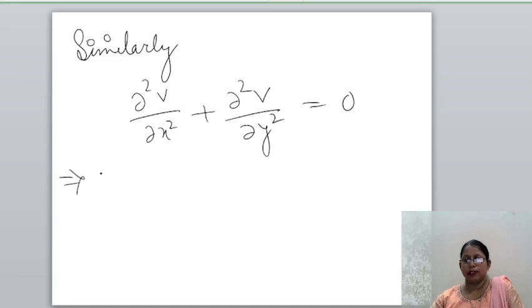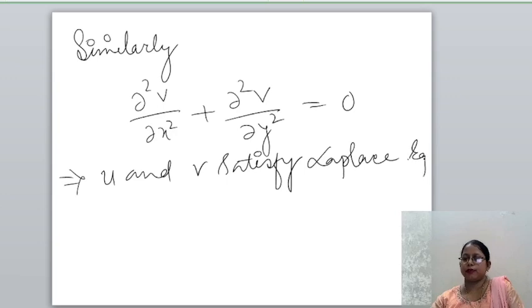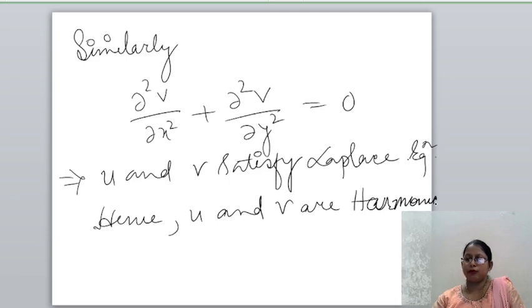This implies u and v satisfy the Laplace equation. Hence, u and v are harmonic functions.